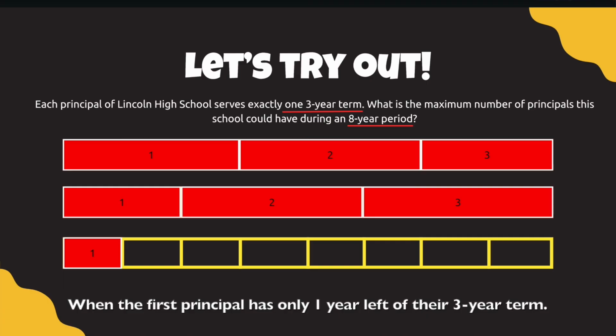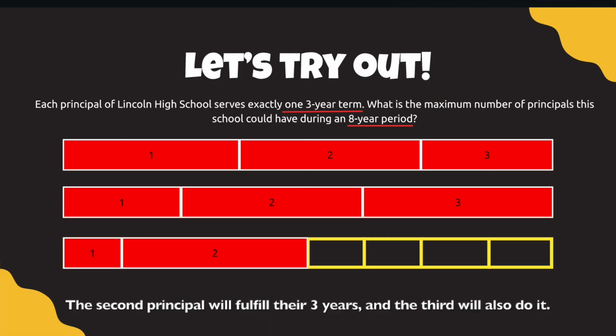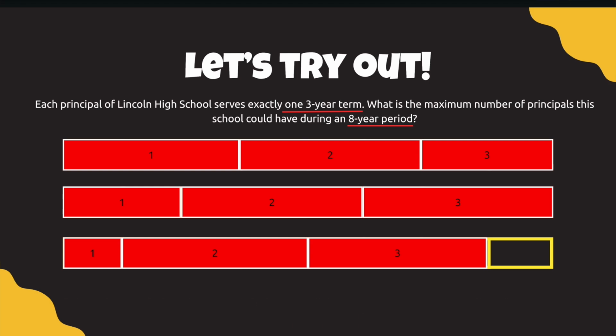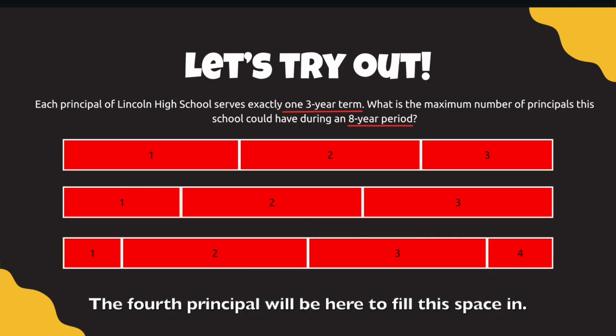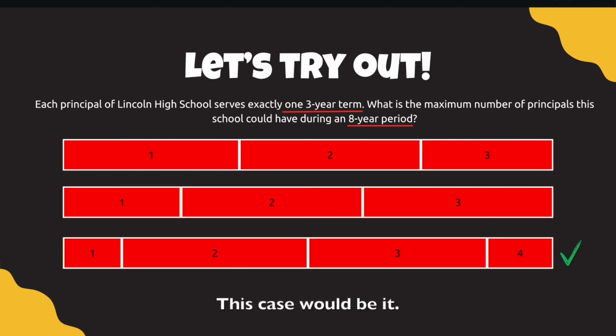When the first principal has only 1 year left of his 3-year term. The second principal will fill his 3 years. The third will also do it. However, from here, we can see that 1 year, the final year, is still left blank. The fourth principal will be here to fill the space in. Since we want to find the maximum number of principals the school could have, this case would be it. So the answer would be 4 principals.